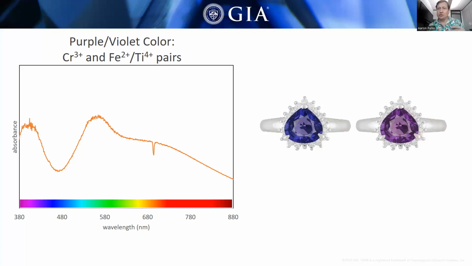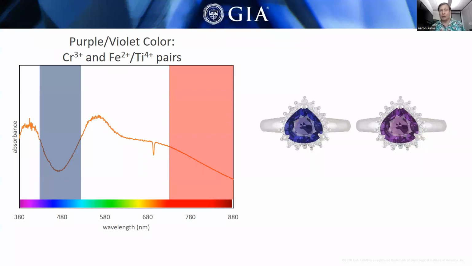And so with color change stones, we have two transmission windows, one in the red and one in the blue. In this case, the visible absorption spectrum shown here is a product of the combination of chromium and iron-titanium pairs. So we have the chromium bumps at 410 and then 580 nanometers.